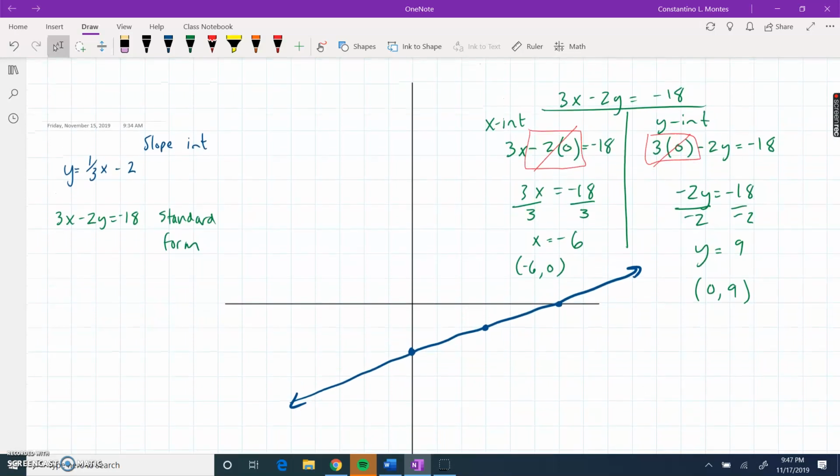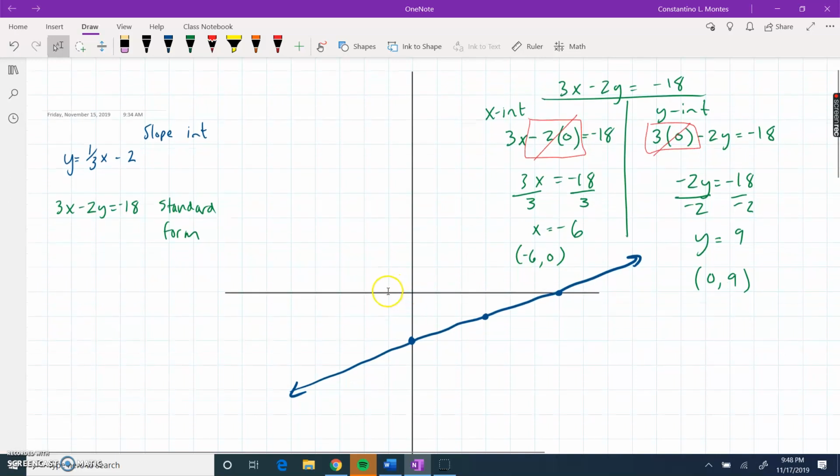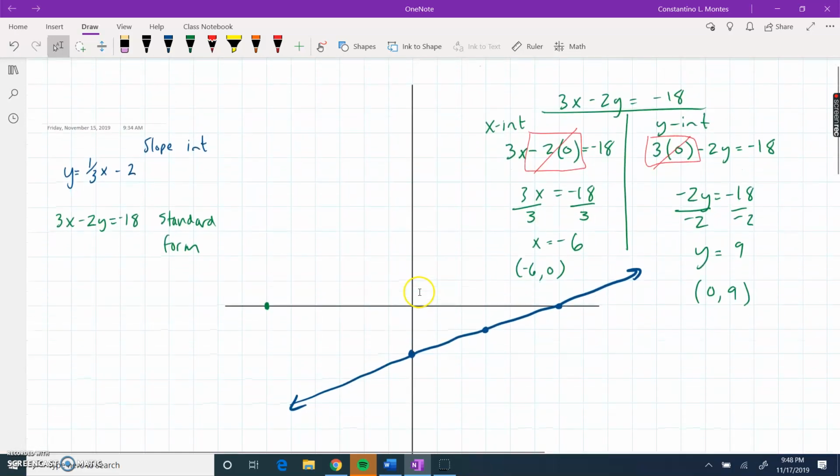So the way I graph this now, this represents a point. From the origin, I'm going to go left 6. 1, 2, 3, 4, 5, 6. At that point, I will locate a point. That's the point -6, 0. For the y-intercept, again, this represents a point. It means 0 left or right from the origin, and I go up 9.